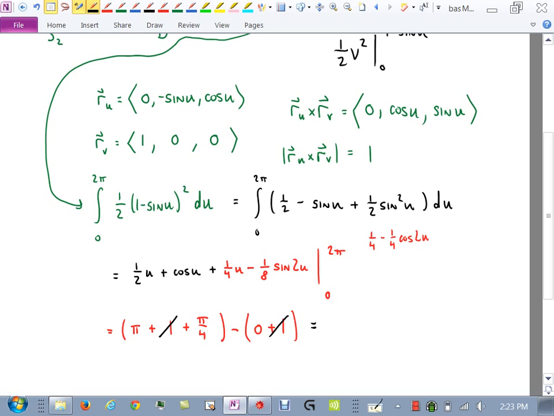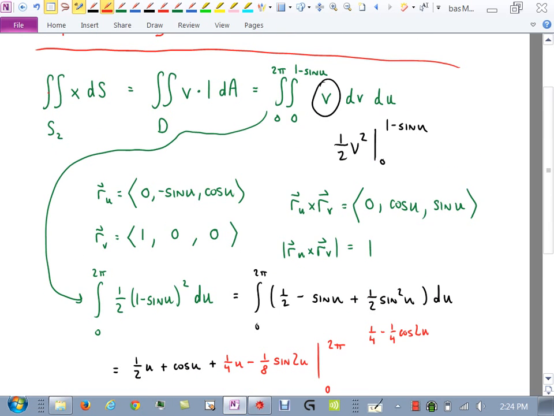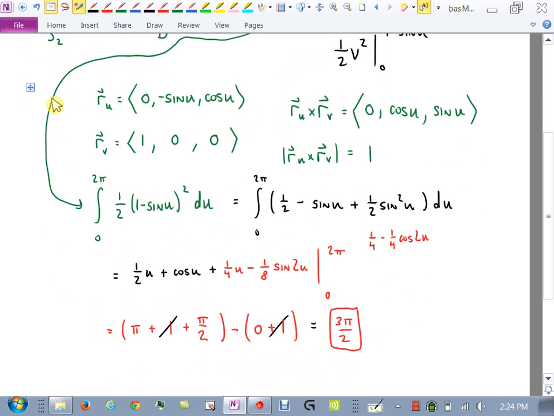Where? Pi over, oh, right here. Pi over 2 right there. Yes, thank you. Correction. So that, what, 3 pi over 2? But that's just over S2, right? Just over S2.